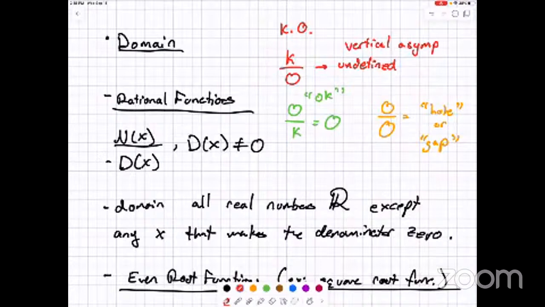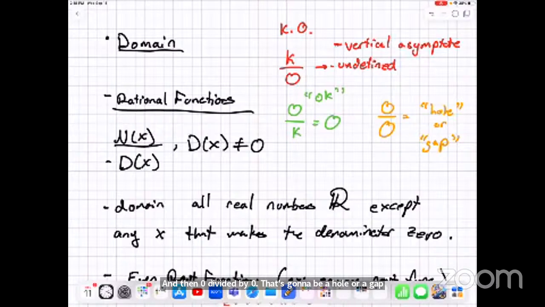All right, vertical asymptote. It's undefined. So if we have some number divided by 0, that's going to be a vertical asymptote. That's a no. But 0 divided by some number k, that's okay. So that's going to be equal to 0. And then 0 divided by 0, that's going to be a hole or a gap in the graph. So I just wanted to bring that to your attention as well.